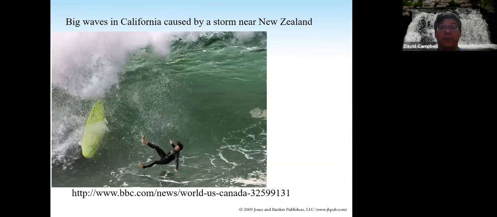Once we have those waves, they can travel quite far. This is a picture of a surfer having a little bit of trouble with a big wave off the coast of California that traveled there all the way from a large storm near New Zealand. So the big storm all the way across the Pacific is what got those waves going, and they were able to travel across the ocean to make things interesting for Californians.